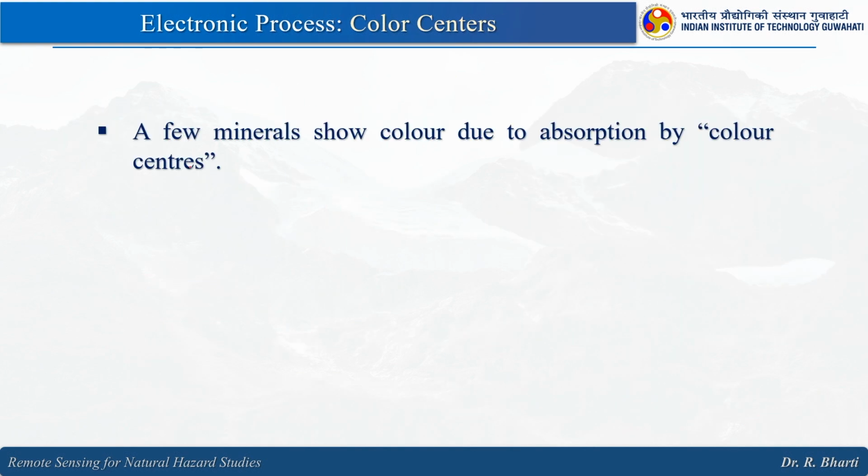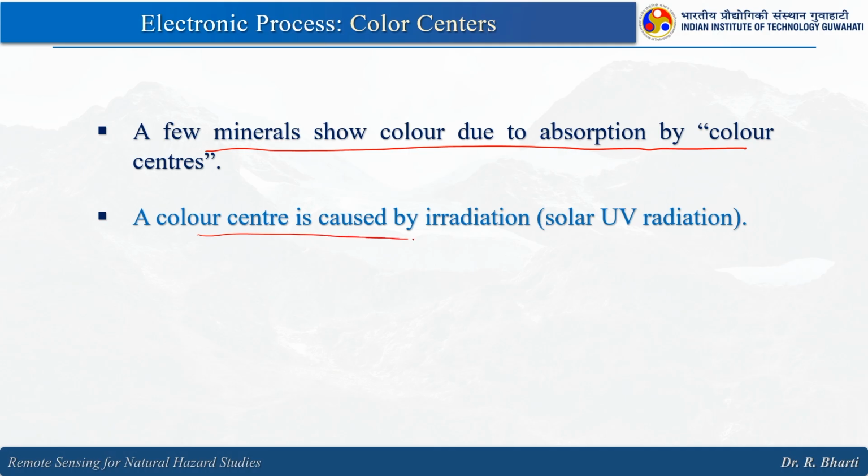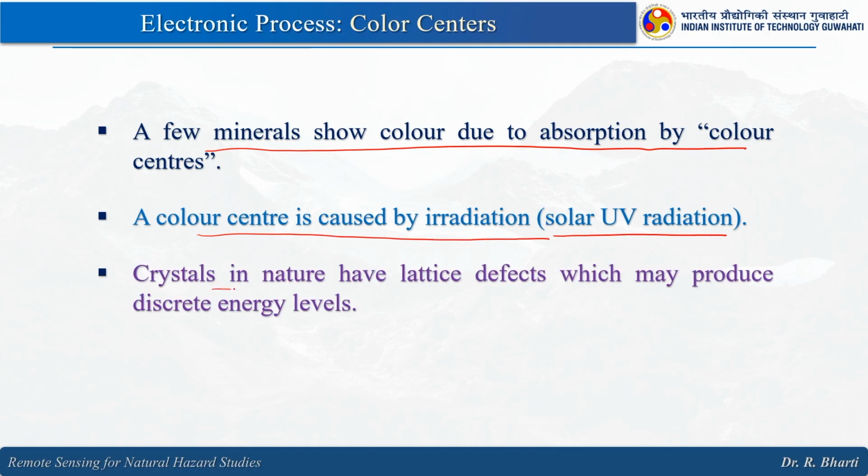Now, the color center. A few minerals show color due to absorption by color centers. A color center is caused by irradiation, such as solar UV radiation. Crystals in nature have lattice defects which may produce discrete energy levels. This is called a color center. Because of the color center, you will also have absorption features in the visible and the VNIR wavelength region, right. Now, the second process is the vibrational processes, right.